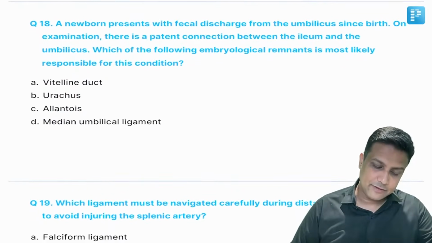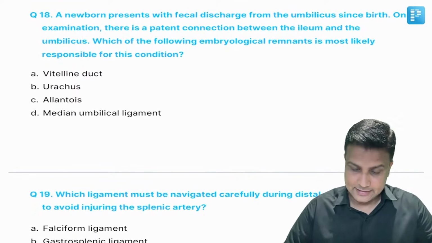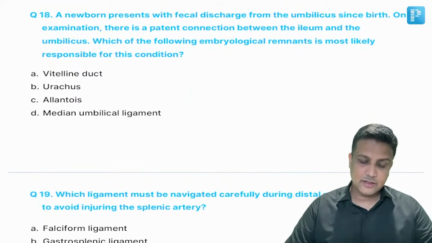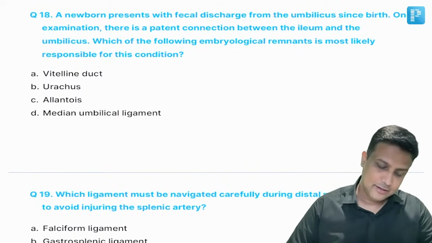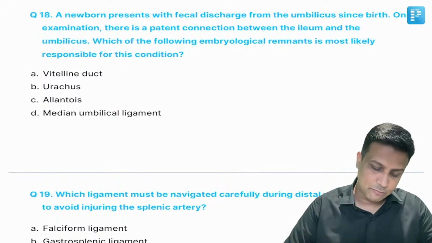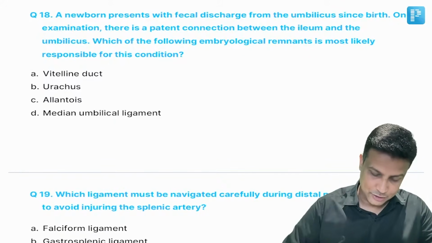A newborn presents with fecal discharge around the umbilicus since birth. On examination, there is a patent connection between the ileum and the umbilicus. Which of the following embryological remnant is most likely responsible for this condition?